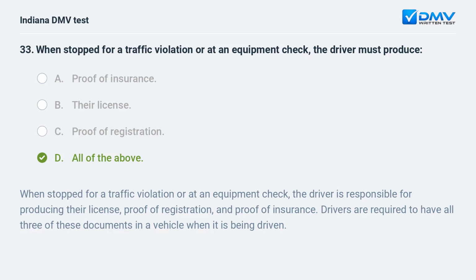When stopped for a traffic violation or at an equipment check, the driver is responsible for producing their license, proof of registration, and proof of insurance. Drivers are required to have all 3 of these documents in a vehicle when it is being driven.